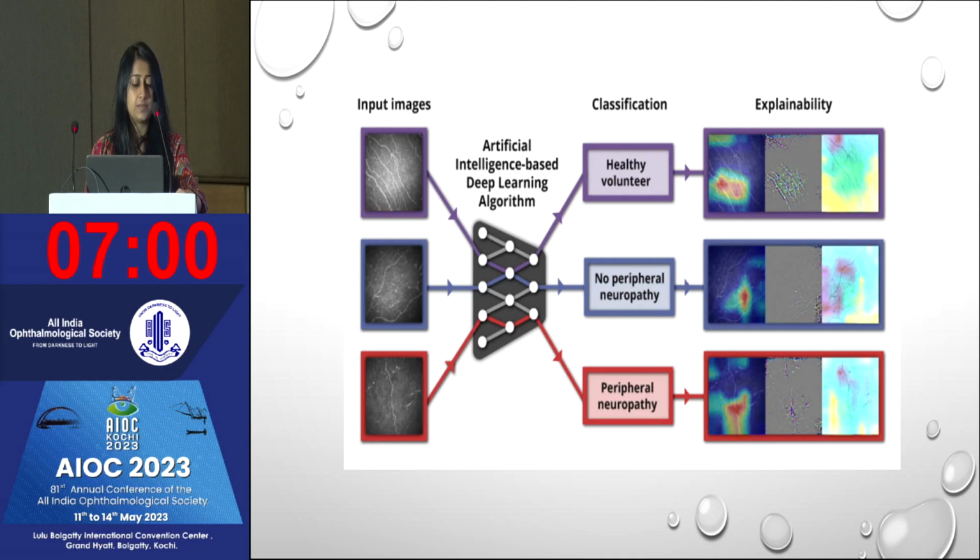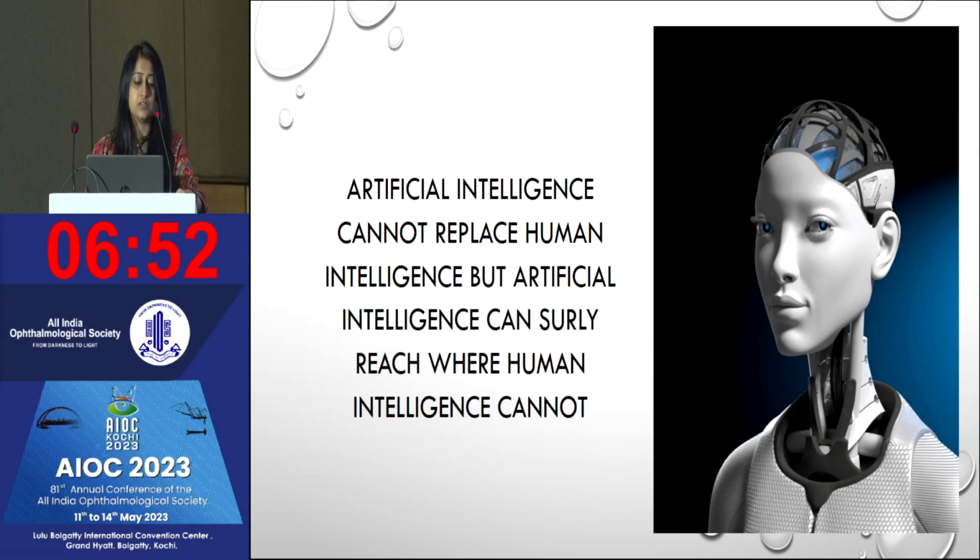As beautifully explained by Sir, the diabetic retinopathy component has also been very well assessed by artificial learning. So all I can say is that artificial intelligence cannot really replace human intelligence, but artificial intelligence can surely reach where human intelligence cannot. And Professor Natarajan has shown a very good example for the same.